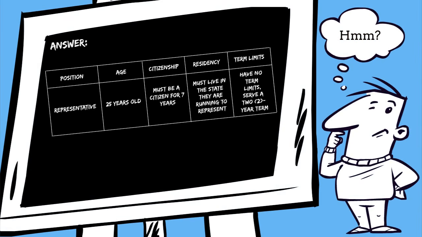Answer 2. Candidates running to be a member of the United States House of Representatives must be 1. 25 years old. 2. Must be a citizen for 7 years. 3. They must live in the state they are running to represent. And 4. They have no term limits and serve a 2-year term. Well done.